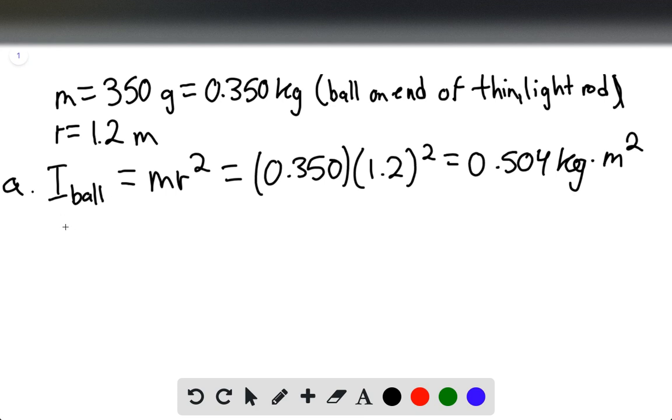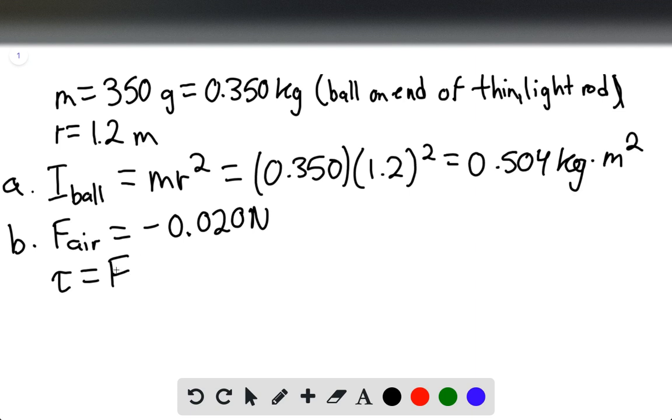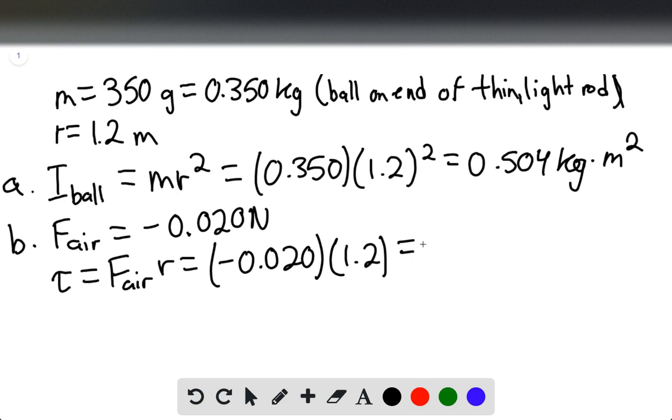Actually, this would be the answer for A, mr squared, simply. And then they're asking us, well, we have a force of air resistance. This is going to be negative 0.020 newtons. And then it's asking for the torque needed. So let's find the torque of the air resistance. F air times R equals negative 0.020 times 1.2. And this is going to be negative 0.024 newton meters.